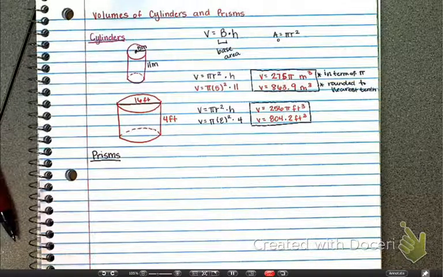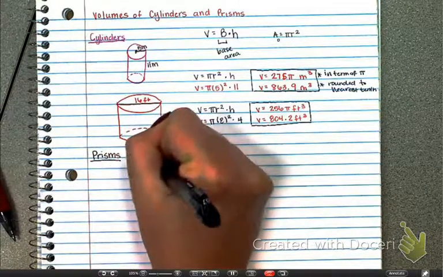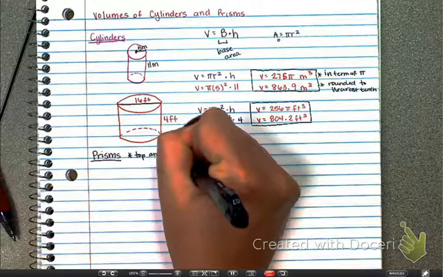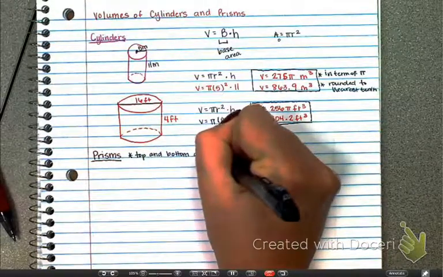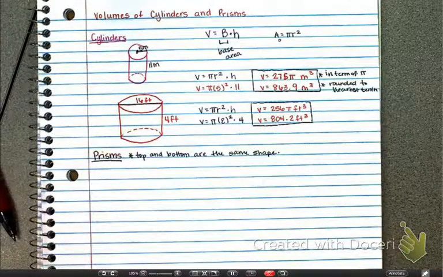The top and the bottom are the same shape. That's going to be important. Did you hear what I just said? Top and the bottom are the same shape, and then there is a height to that. So we are going to start with a cube. Actually, let's make a note to ourselves first. Top and bottom are the same shape.